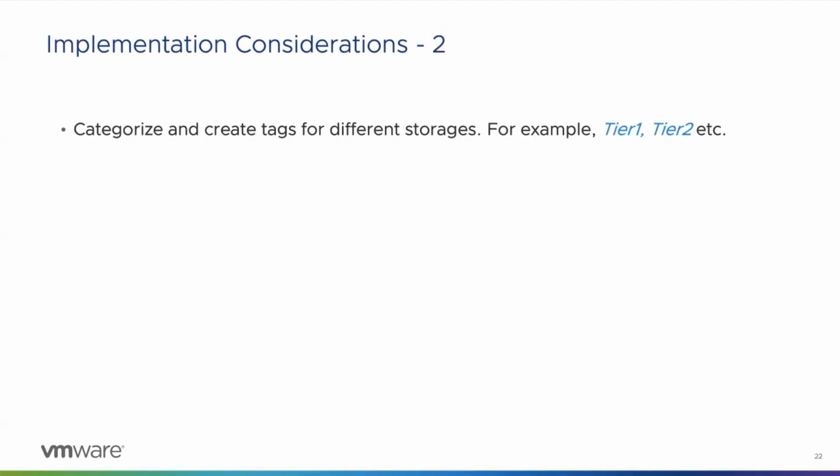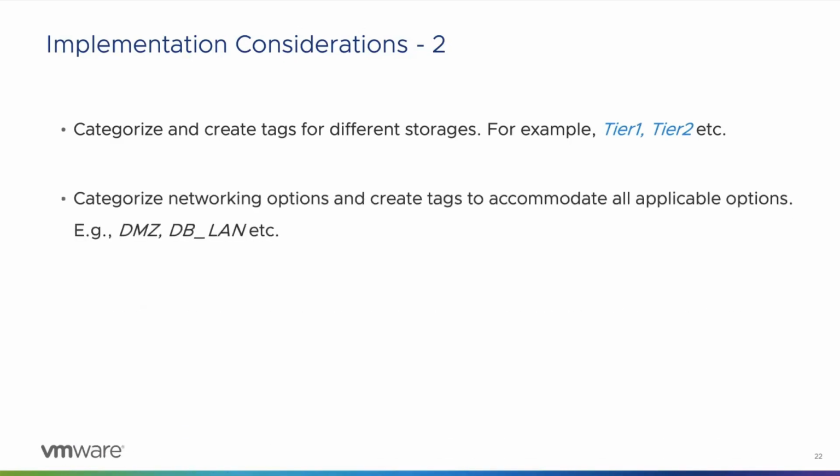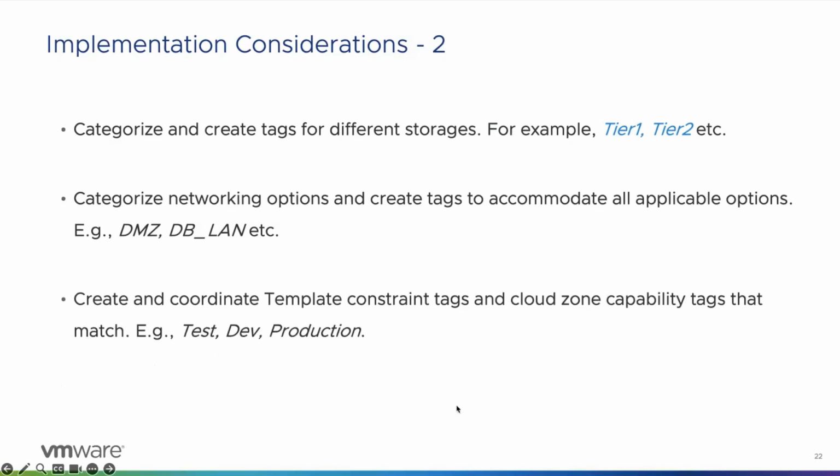And then categorize and create tags for different storage. You have different tiers. Same thing for your networking: you have DMZ environment, DB-LAN, or other environments. Logically, you have capability tags, which are test, dev, production, all of that. Generally, these are the considerations that you would take.